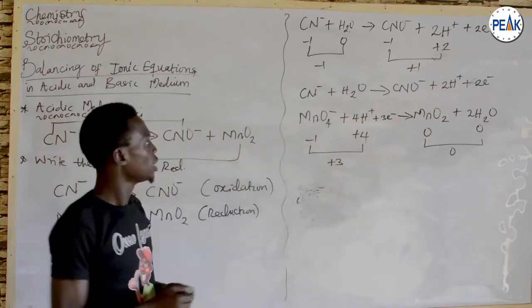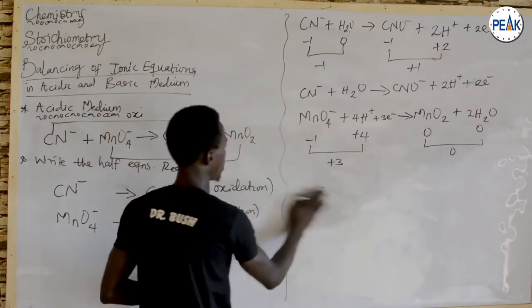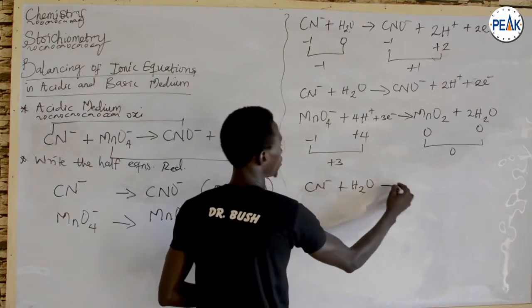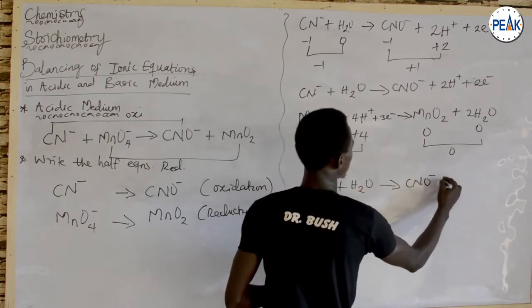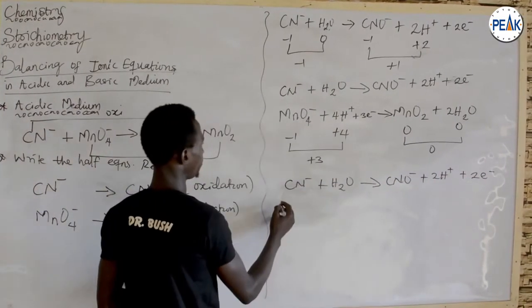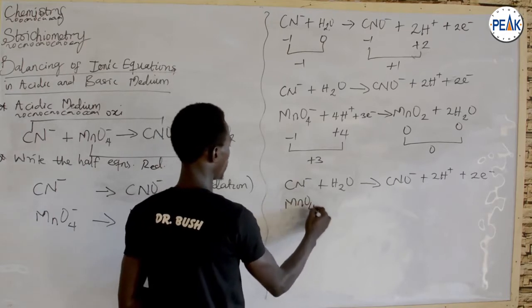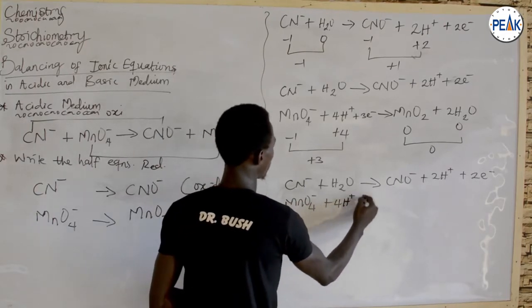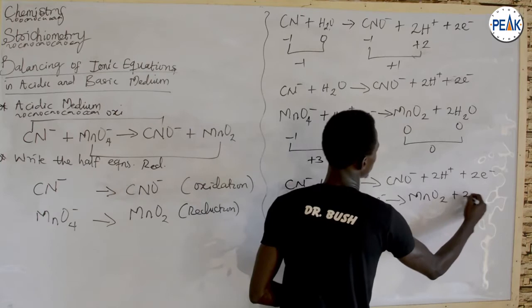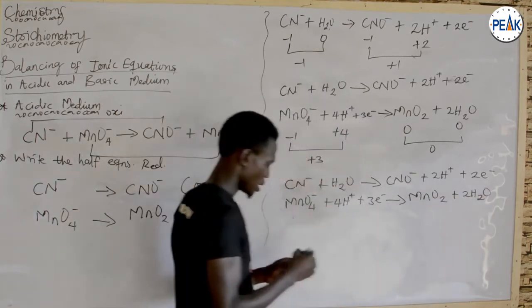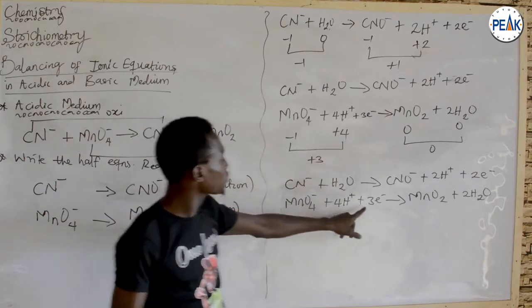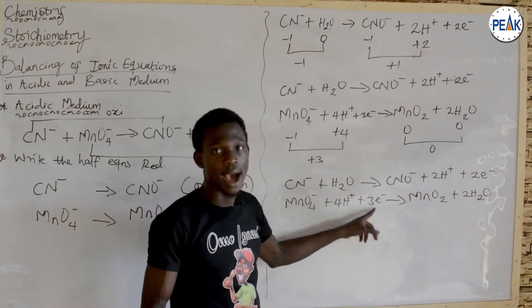Very simple. Now, I'm going to write out these two equations together. That's CN minus plus H2O to give me CNO minus plus 2H plus plus 2e minus. And then what again? MnO4 minus plus 4H plus plus 3e minus to give me MnO2 plus 2H2O. Now, the next thing is to add these equations together. But before then, I'll have to cancel out these electrons.